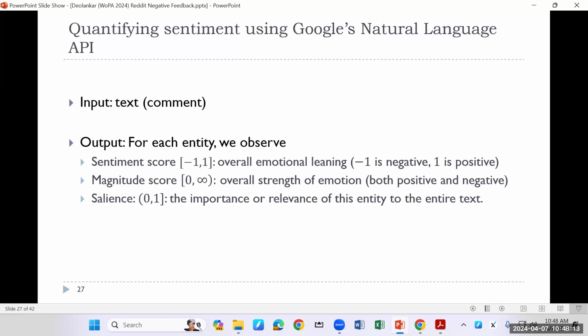Now, Google's entity sentiment analyzer returns three metrics for each entity detected within the input text. They tell us a sentiment score, which is a scalar between -1 and 1 that indicates the sentiment expressed towards the detected entity. You have a magnitude score, which is a non-negative scalar that tells you the strength of the emotion with which the user is talking about that particular entity. And you also have a salient score, which is the importance of that entity in that entire input text. So it's a scalar between 0 and 1. And the salient scores of all entities that are detected add up to 1.